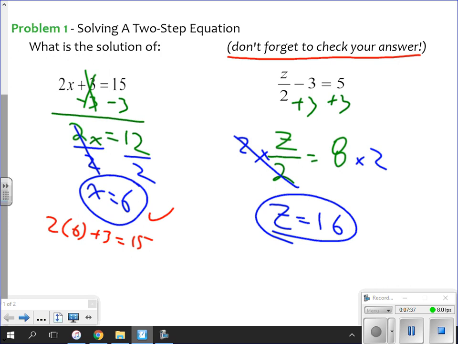Questions on these two problems? These are fairly typical of most of the problems you're going to have. There's a couple other ones I want to address here in a minute. Okay.